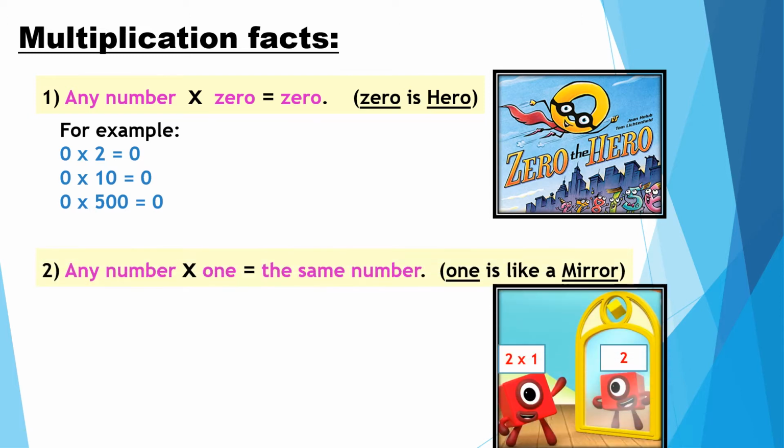The second fact: any number times 1 will be the same number. The result will be the same number, because 1 is like a mirror. Here in our photo we found 2 times 1. This one is like a mirror, so it reflects 2. As we see in our examples, 2 times 1 equals 2. 9 times 1 equals 9. 100 times 1 equals 100. 1000 times 1 equals 1000. So any number times 1 will be itself, the same number.